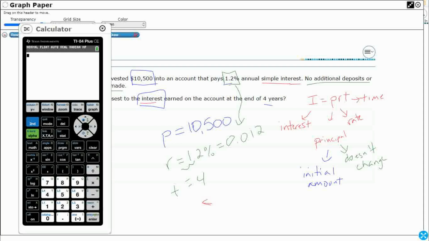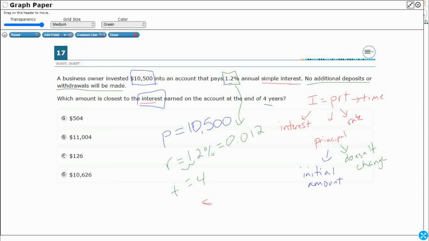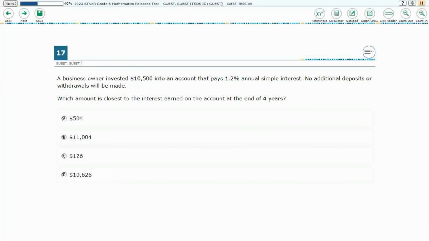So let's calculate all of it. We have the 10,500, and we need to multiply that by our interest rate of 0.012. And then we need to multiply that by 4 years. We got $504. And so there we go. Our answer is going to be A, 504.